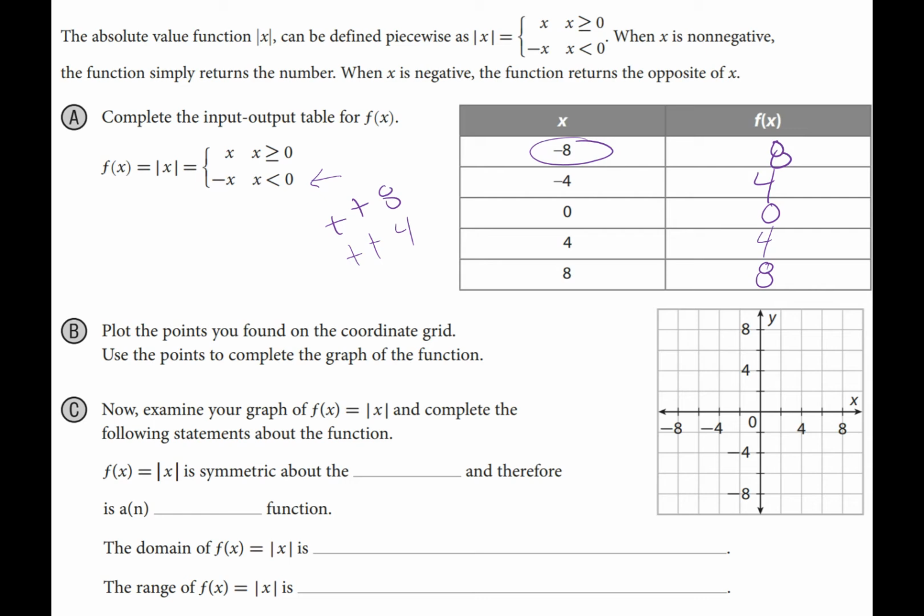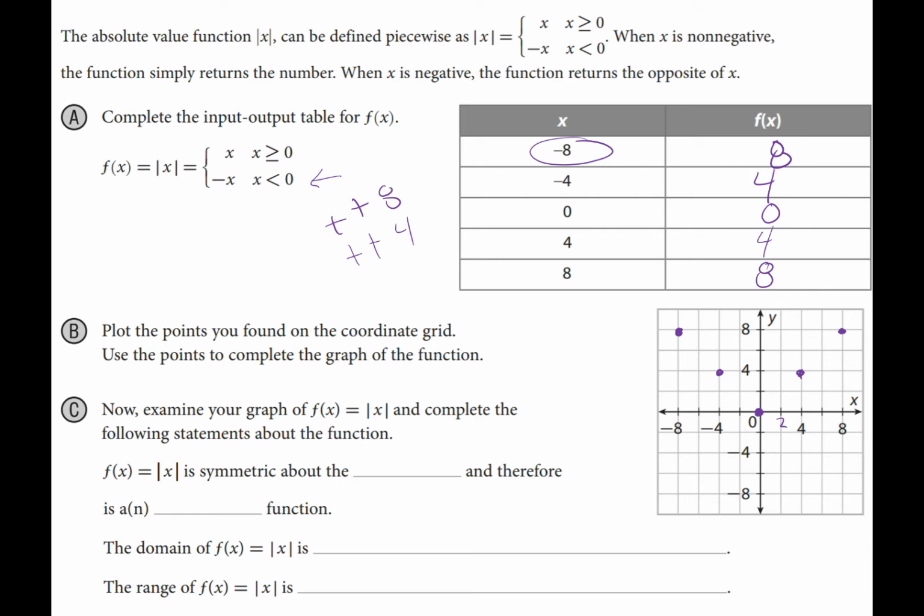So I'm going to plot, and notice the graph is scaled funny. It's scaled by 2s. Each one of these represents a 2, and that's going to give us some issues with counting in a little bit. So we're going to go negative 8, 8, negative 4, 4, 0, 0, 4, 4, and 8, 8.